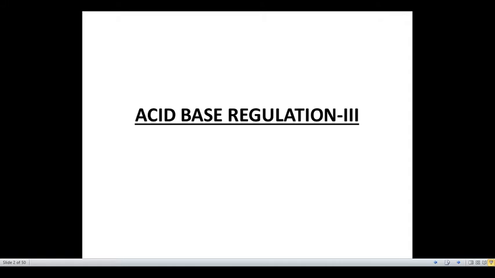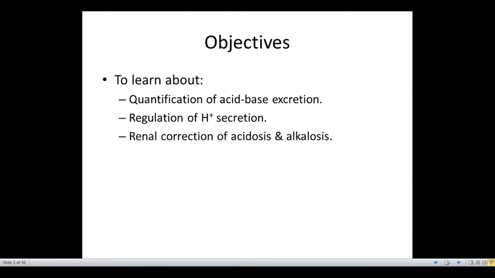Acid-base regulation 3. The objectives of today's lecture are to learn about quantification of acid-base excretion, regulation of hydrogen ion secretion, and renal corrections of acidosis and alkalosis.